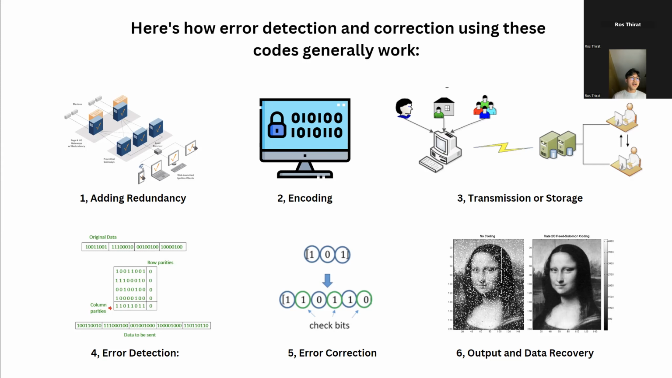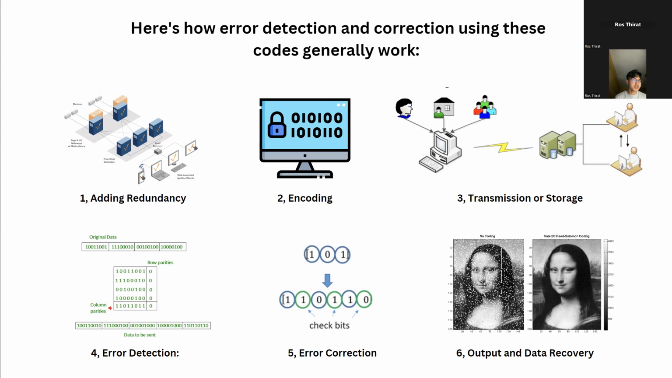And after that, error detection. When the receiver receives the encoded data, it applies a decoding algorithm to analyze the received bits. The decoding algorithm checks the parity bits and compares them with the corresponding bits in the received data. If the parity bits do not match the expected values, it indicates the presence of errors.